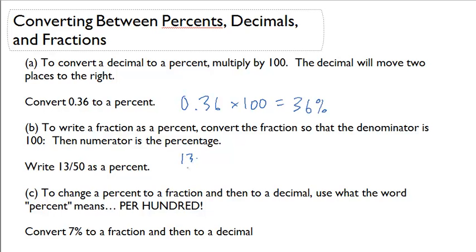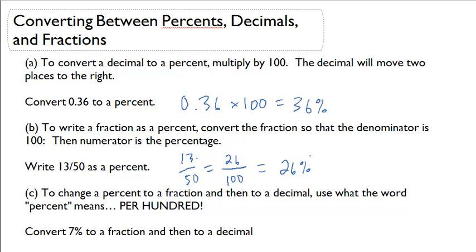So my fraction starts off as 13 over 50. In order to write it as a percent, I want to write it as a fraction out of 100. In order to do so, I'm going to multiply both the denominator and the numerator by 2, and so my fraction becomes 26 over 100. Finally, I can write that as a percent of 26%.